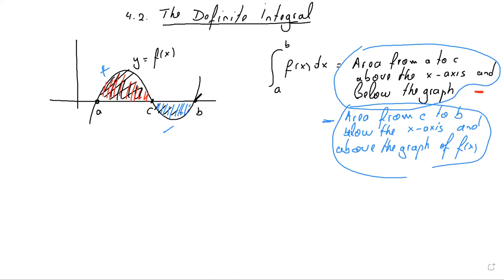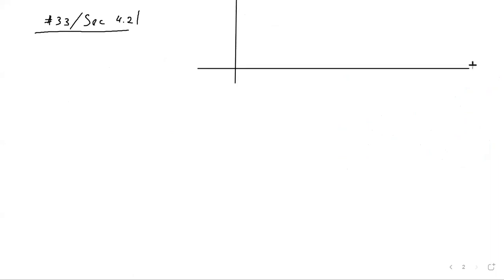The problem that I want to do, and I thought this problem is better than the one we had last time, is number 33 here. Let me change colors to black. So number 33 from section 4.2, and that problem is the following. I'm going to try to sketch a graph that's more or less like the one in the book, but don't expect me to make it perfect because it's kind of hard.